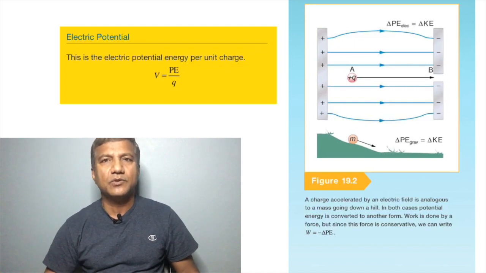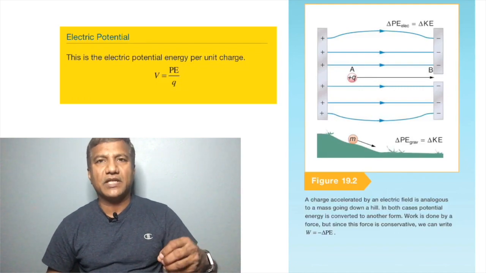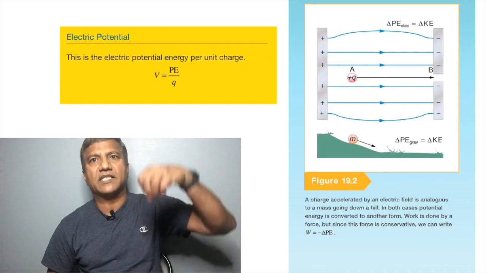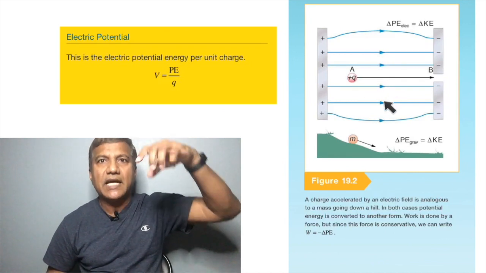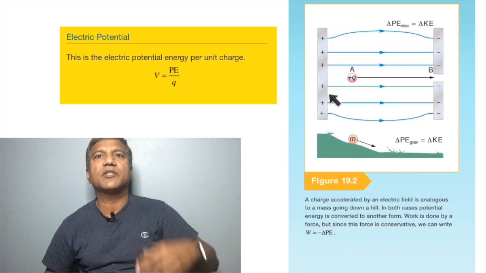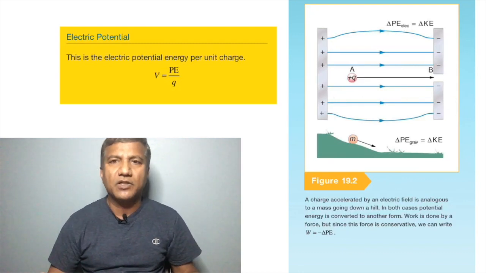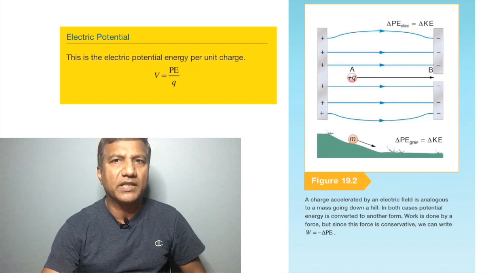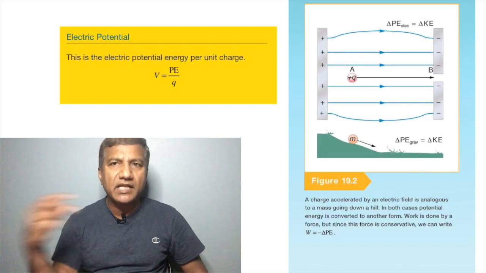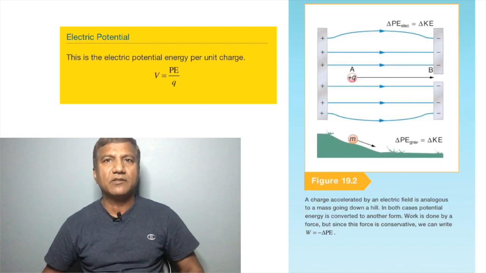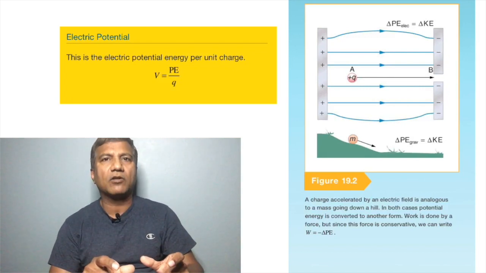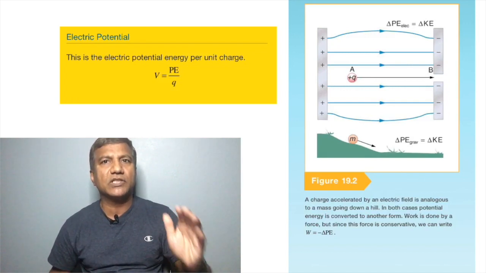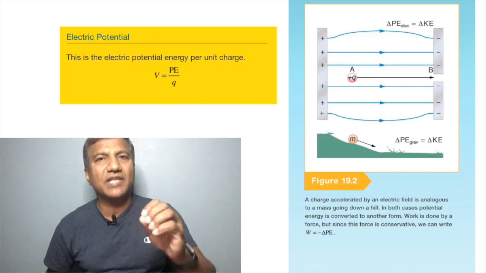This is similar to lifting an object in the gravitational field. If you want to lift an object against gravity, you've got to do work, and in doing that work, we give it potential energy. In a similar manner, when you move that positive charge from the negative plate to the positive plate against the forces of repulsion, we are doing work on the positive charge, thereby giving it electrical potential energy. So that's the relation.